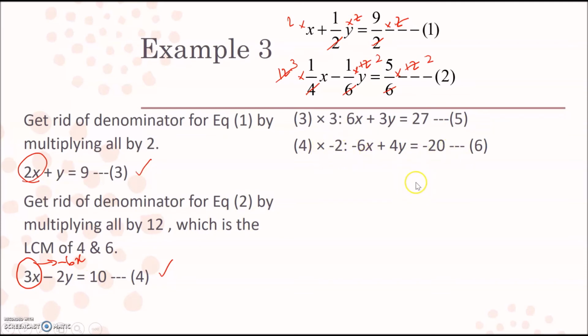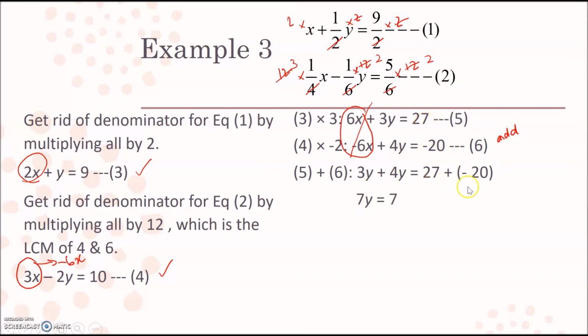So again, I will add them up, because I have a 0 pair here. So this is what I'm going to have. 3y plus 4y. Then this is 27 plus negative 20. So 7y equals to 7. So y is equals to 1.